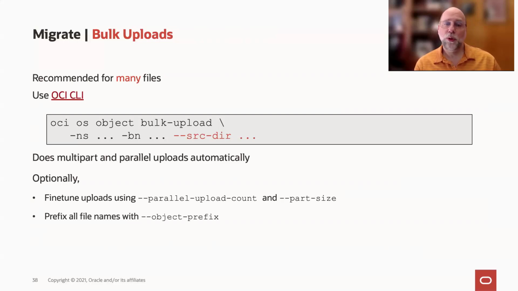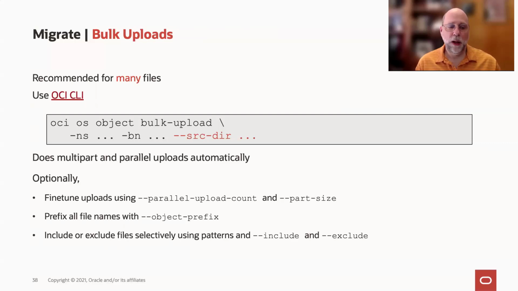You might want to prefix the file names because when you're going into an object store bucket, these buckets can be arbitrarily large and you may not know exactly what else is in there or who else is using that bucket. So having the files prefixed with something identifiable to you will make it that much easier later. And then you can include or exclude files selectively. So let's say you do your bulk upload and then you find that you have one or two files that need to be re-uploaded. You can do that pretty easily as well.